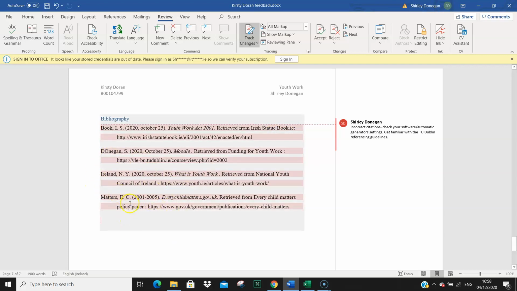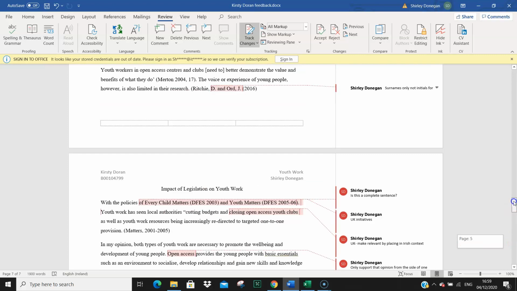They're all wrong, and I know they're automatically generated, but there's something wrong with your settings, so you need to check whatever system you're using, and you need to ensure that it's being used correctly. My feeling is that you may potentially have them all in as books, because that's how they appear to be coming up, whereas this is a government report and this is a website. So get familiar with the referencing guidelines and it'll make things a whole lot easier for you.